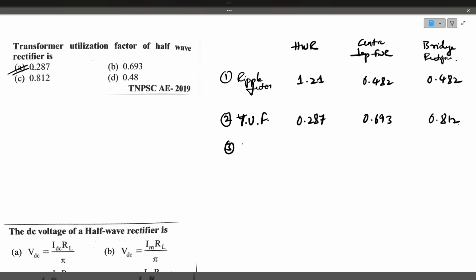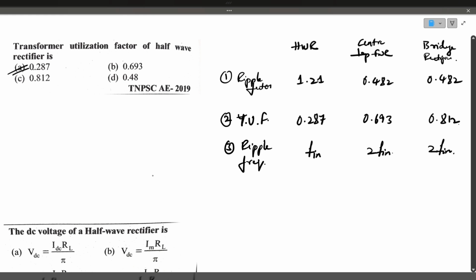Third thing is ripple frequency. The ripple frequency is the same as input frequency for half wave rectifier. For center tap full wave rectifier, it is 2 times the input frequency. For bridge rectifier also, it is 2 times the input frequency. This is the basic comparison.